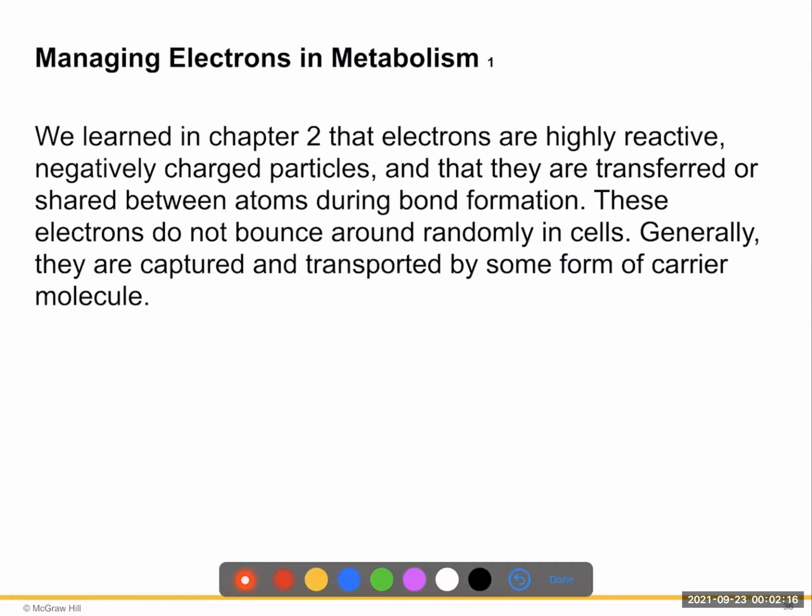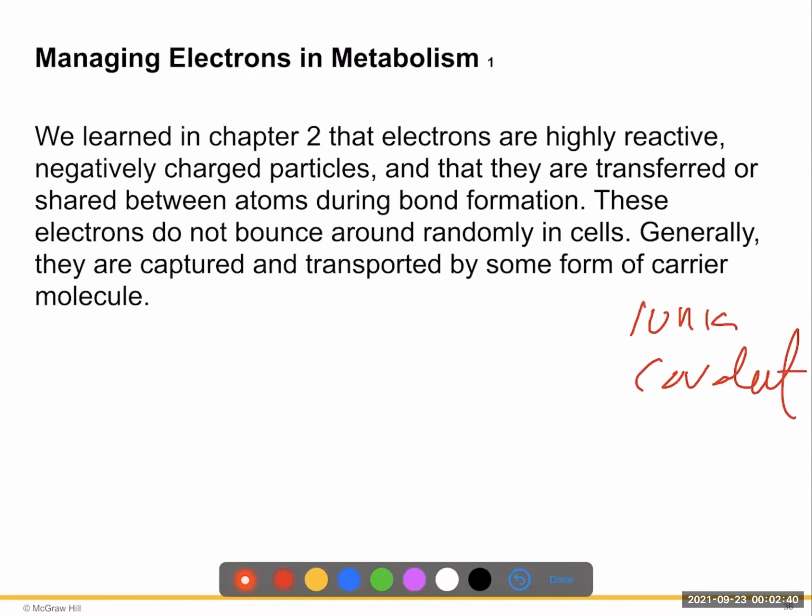Okay, so we learned before that electrons are highly reactive. That's what causes our chemical reactions. The valence electrons are the ones in the outer shell. That's why they act the way they do. They're negatively charged particles. They're transferred or shared between atoms during bond formation. If they're transferred, it's an ionic bond. If they're shared, it's a covalent bond.